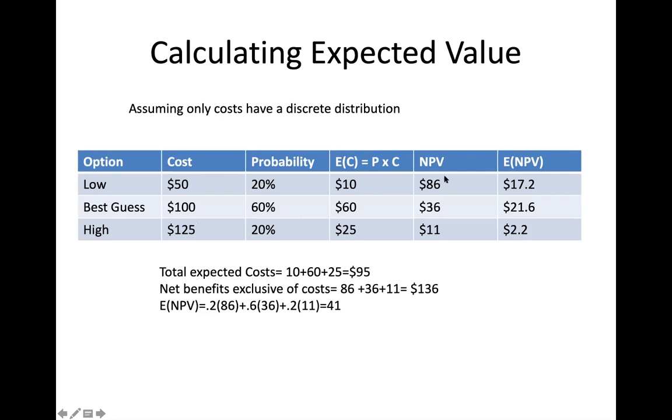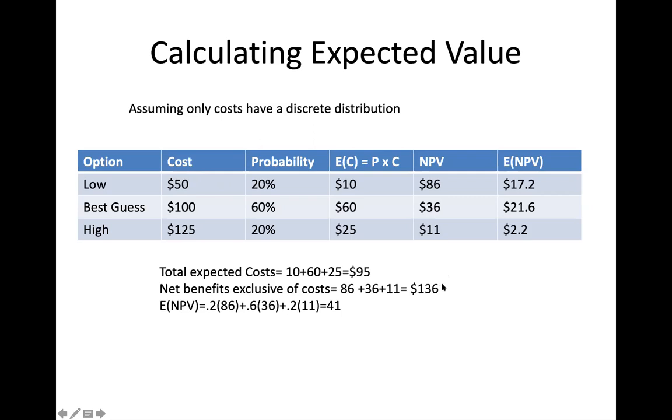And the NPV for each of these options, they actually give you in the problem. So for the low option, you'll have an NPV of 86. For the best guess, it'll be 32. And for the high, it'll be 11. Why are those changing? Because the costs are changing, right? So if you add those up, then you get net benefits exclusive of cost, you would get $136 in net benefits.